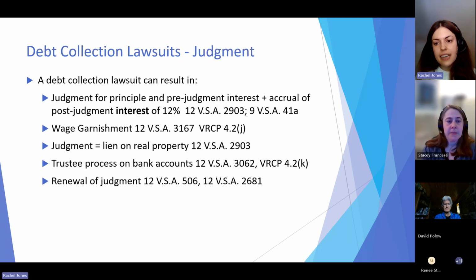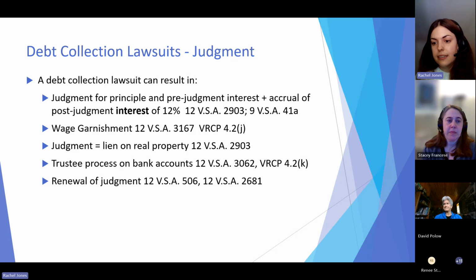Okay, so at the end of the day, the plaintiff is seeking a judgment, and there are a number of things that this can result in. For example, if the plaintiff wins a judgment, whether that's a default judgment with the defendant not answering, or after a merits hearing, there is typically a 12% interest rate unless that interest is waived and very clearly stated in writing that it would be waived.